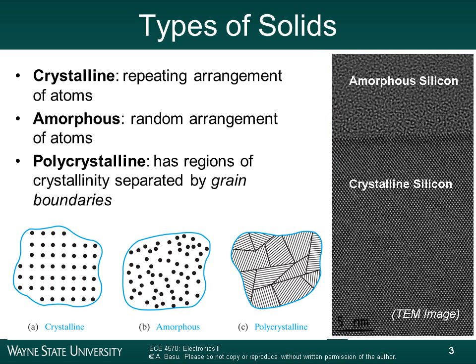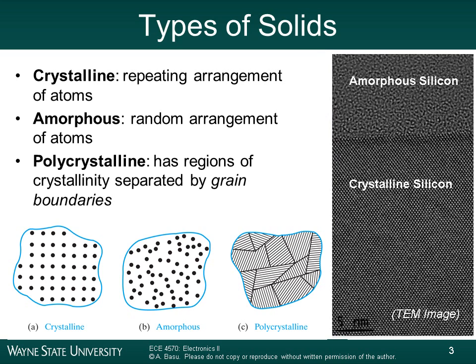So this is the difference between crystalline silicon and amorphous silicon. With amorphous silicon, you can still see the dots, but the dots are all randomly arranged and clumped together. So this is what the crystalline material will look like.